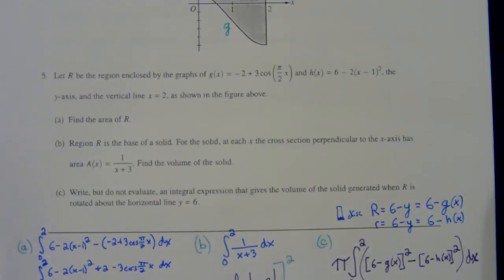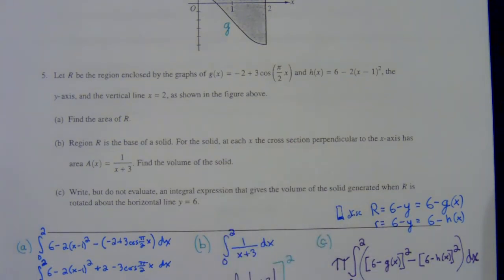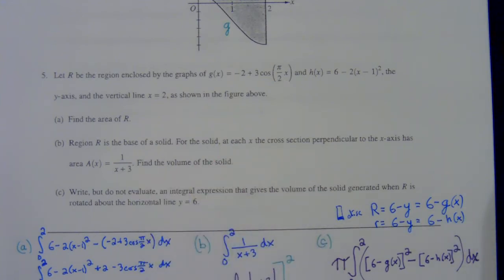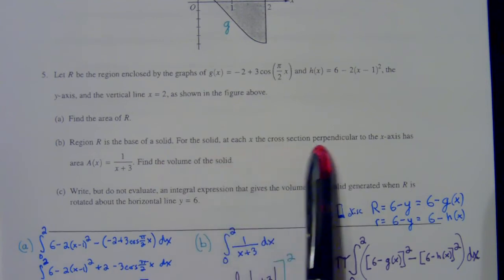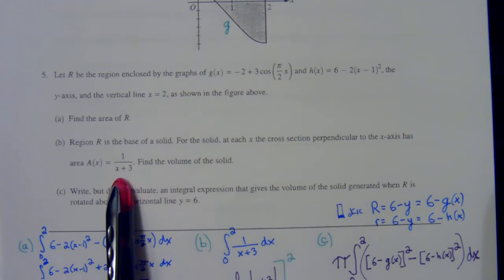Let's be careful here. All right, this is a really simple problem. I know when you see that word cross section, some of you kind of freak out a little bit. We're going to be fine. This is like the easiest cross section problem I've ever seen. Now, they didn't give us squares or rectangles or semicircles or anything like that. They told us each cross section perpendicular to the x-axis has an area of that.